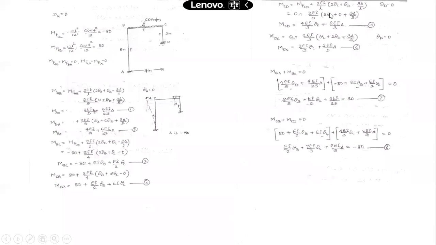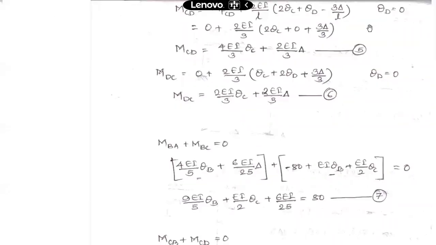Same is done for this member CD. So MCD will be MFCD plus 2EI by L into 2 times theta C plus theta D minus 3 delta upon L. So here at D, it is a fixed support, so theta D will remain 0. So theta D has been taken as 0 due to that fixed support. And also MFCD, on the member CD, there is no load, so MFCD is 0. Also MFDC is 0, that we have noted earlier.